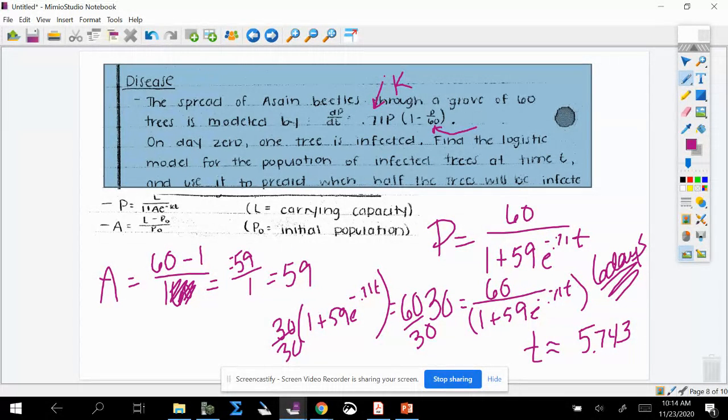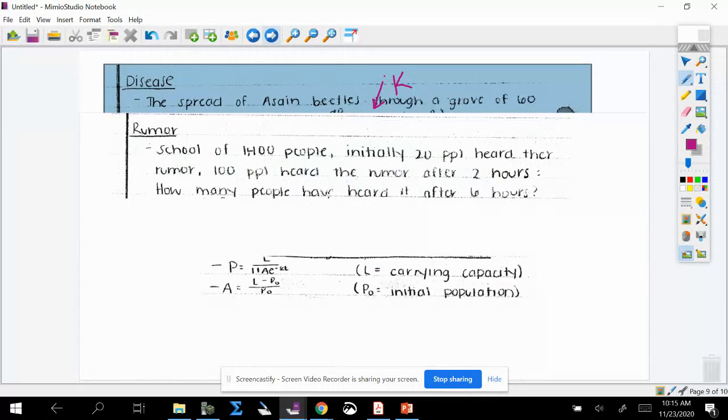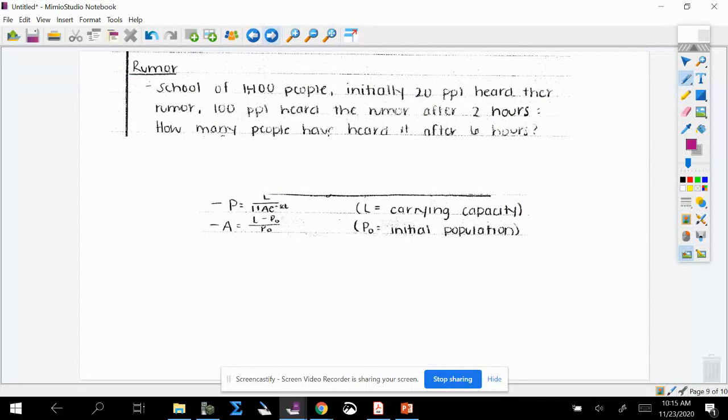Usually they ask you more conceptual based questions about the carrying capacity, but that's how you would do a full disease question. So here's how we do a full rumor question. We have a school of about 1,400 people. I tried to model this example around Twinsburg High School.